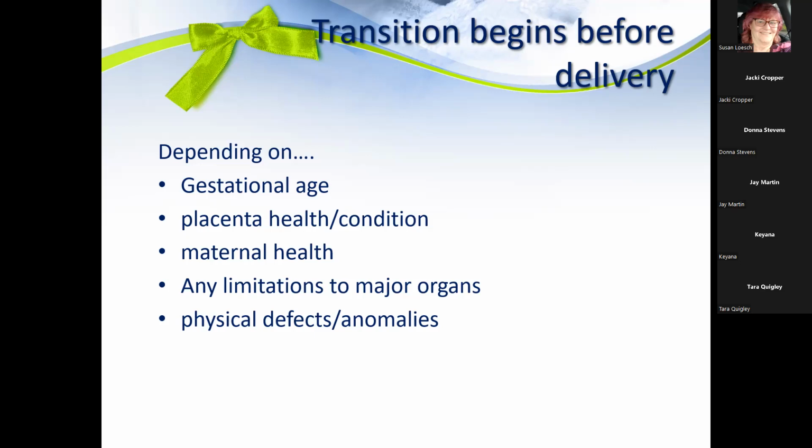If the placenta's in poor health, it can affect the transfer of certain things. It can affect oxygenation. If mom has any sort of infections or poor health, it can affect the way that baby's going to transition. And this can also be included if mom has any issues with her own major organs, or the baby has problems with any of their major organs, any physical defects or anomalies.